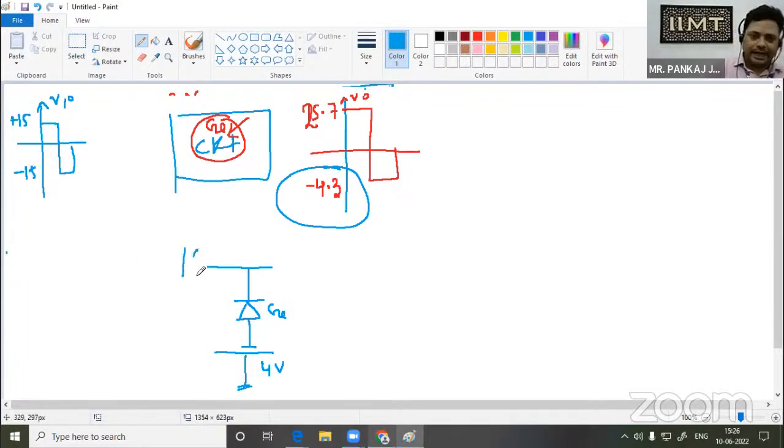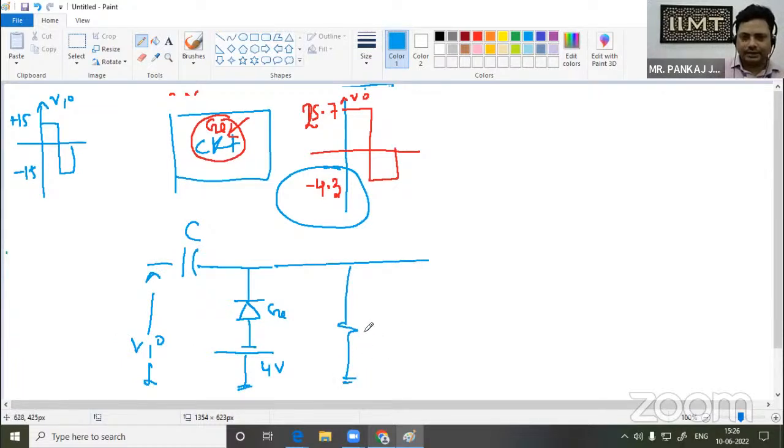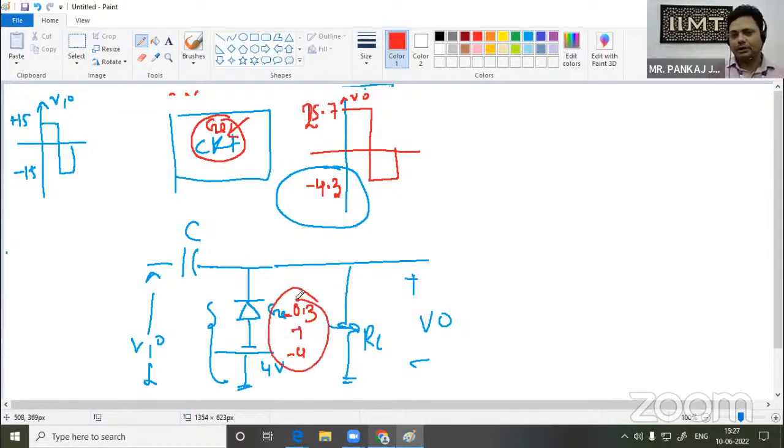Simple. I will connect a capacitor. I will write here V input, and by this circuit we will get our desired output, that will change from 25.7 to minus 4.3 volt, because we will analyze first the negative half cycle, and in the negative half cycle this output will be 0.3 minus 4, it will become minus 4.3 volt. Clear? So this will be our desired answer.